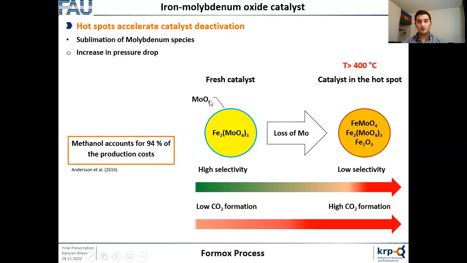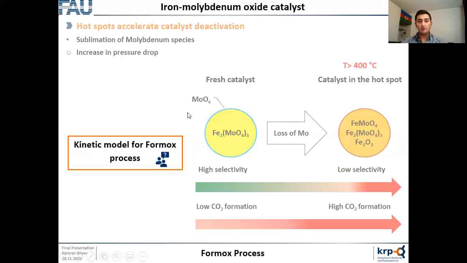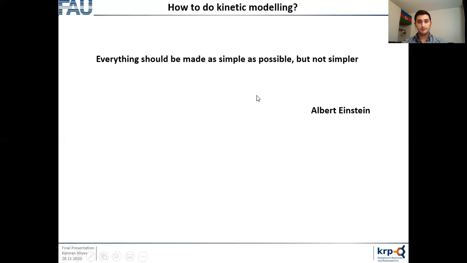Therefore, the volatile molybdenum species are afterwards creating crystals, which also increase the pressure drop in the system. It means that basically by elimination of the hotspots, it could be possible to extend the lifetime of this process. However, for determination and possibly in the future elimination of the hotspots, one would need reliable reaction kinetics. So the aim of my study is to develop a kinetic model for the Formox process.